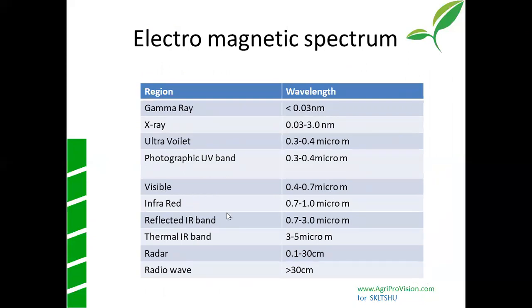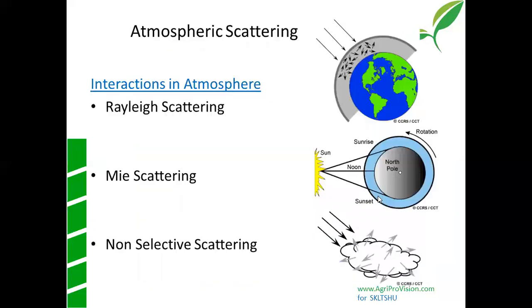Followed by infrared, the reflected IR band, and thermal IR, what we call thermal imaging. This is what we use in night goggles and all those things. Then comes radar, and then comes radio waves.